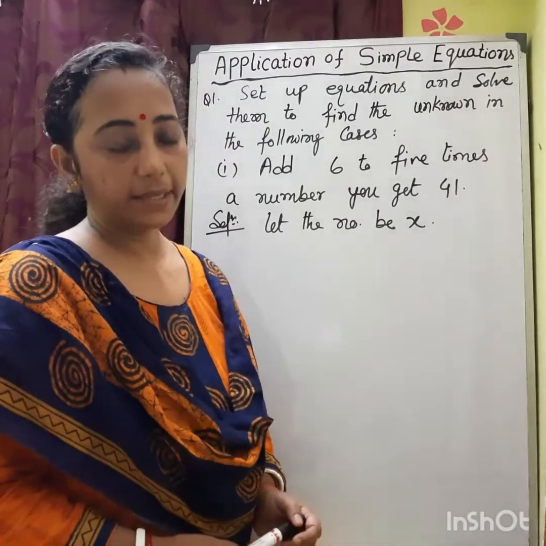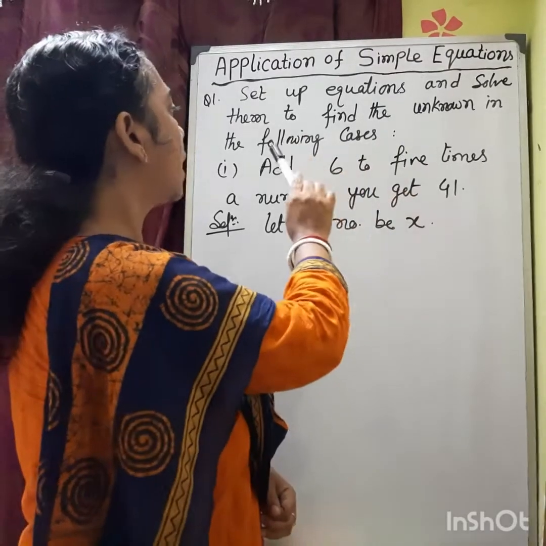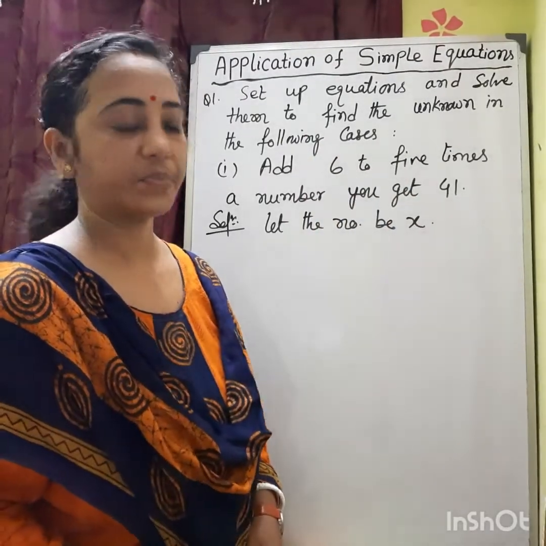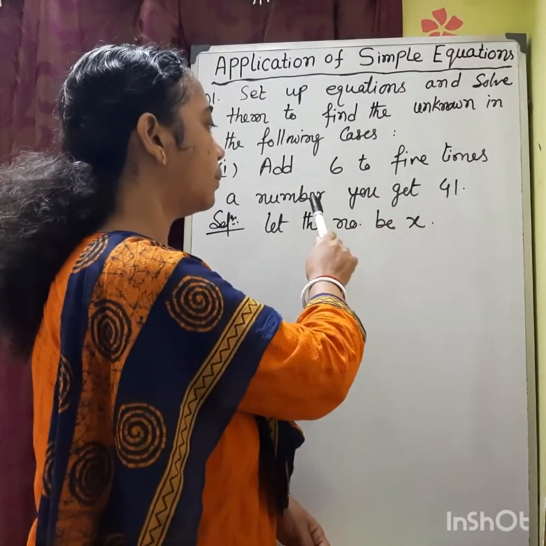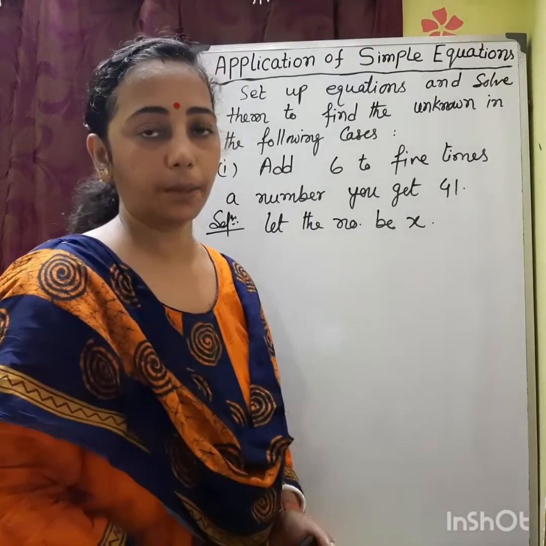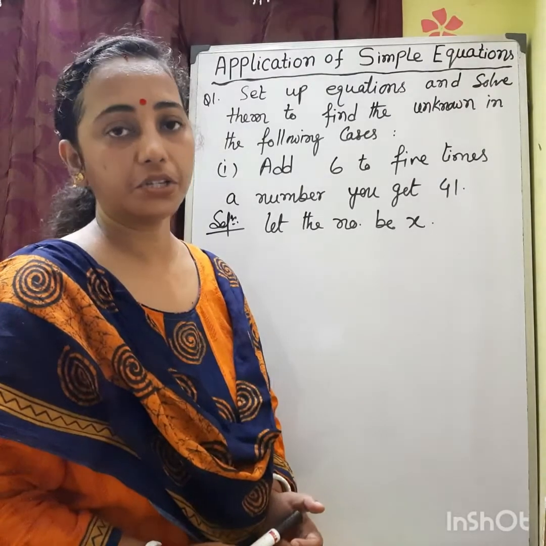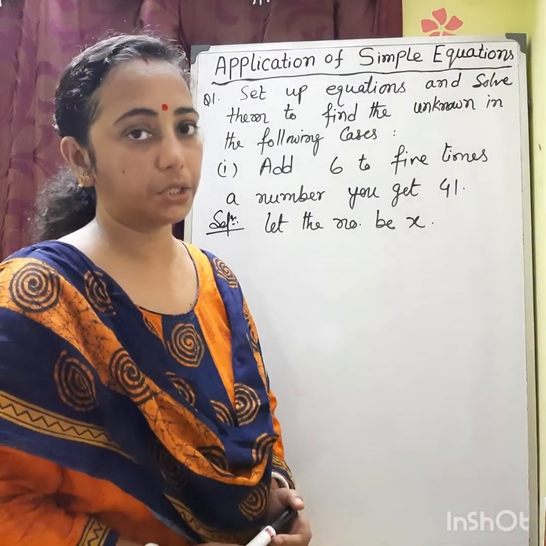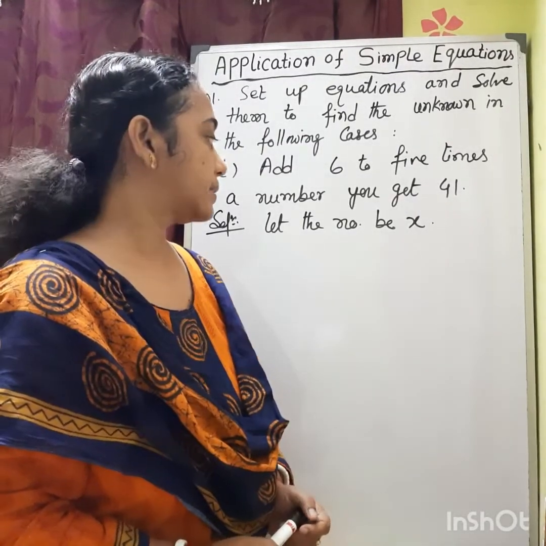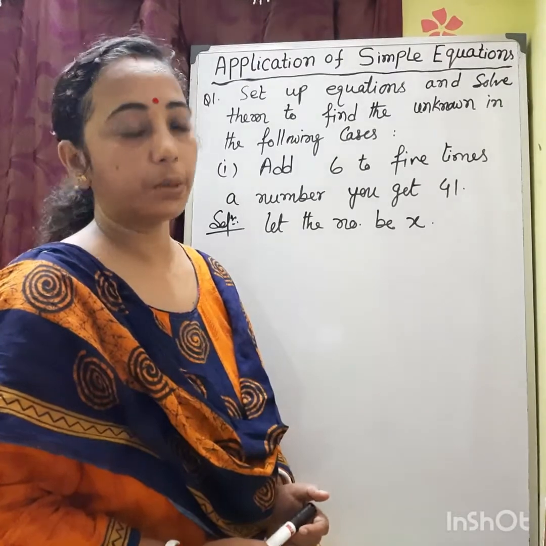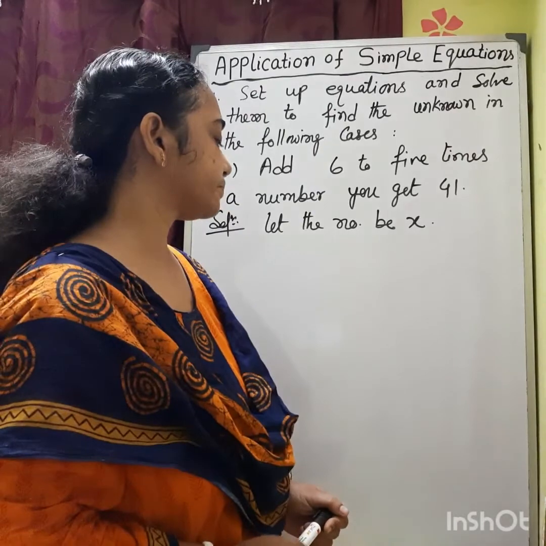Let us do some examples. Set up equations and solve them to find the unknown in the following cases. Let us do one question: add 6 to 5 times a number, you get 41. So in this question, what is the number? It is not mentioned. That means the number is an unknown quantity to us. So let us take the number as x, which is also the variable. So let the number be x, which is the unknown quantity here.